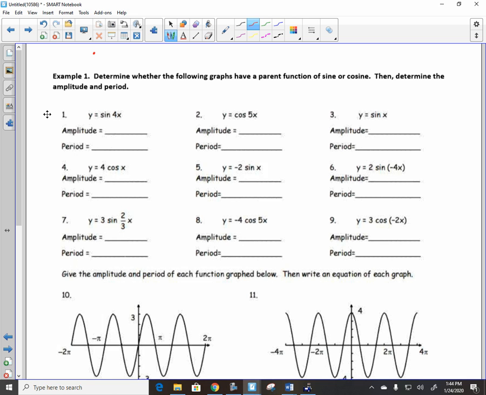y equals sine of 4x. The amplitude is the absolute value of the number in front of sine. So it's a 1. The period is 2 pi divided by the number in front of x. So 2 pi over, can we reduce 2 pi over 4? Yes, to pi over 2. Good.